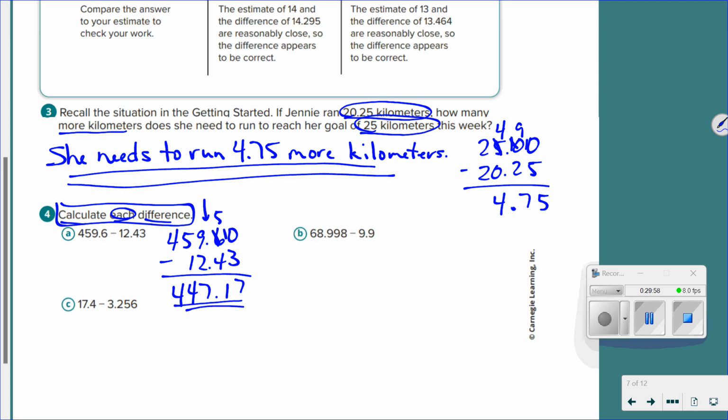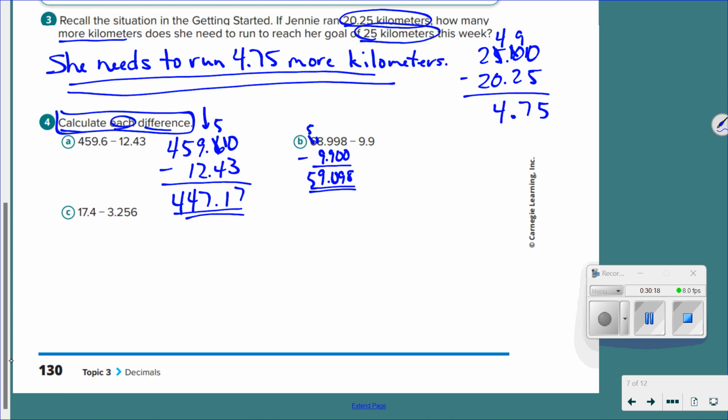Same thing on our next one. 9 and 9/10. It all lines up around the decimal. 8 minus 0, 9 minus 0. 9 minus 9 is 0. Can't do 8 minus 9, so I'm going to borrow. 18 minus 9 gives me 9. 5 minus nothing, 59 and 98 thousandths.